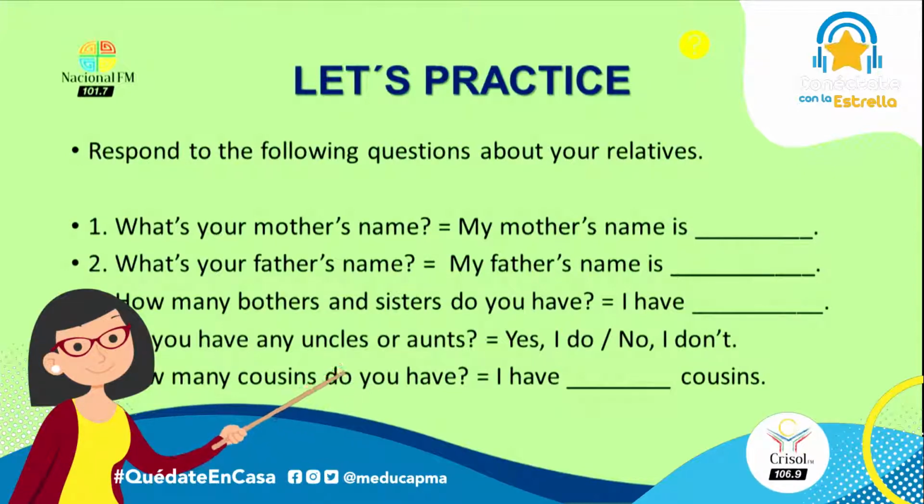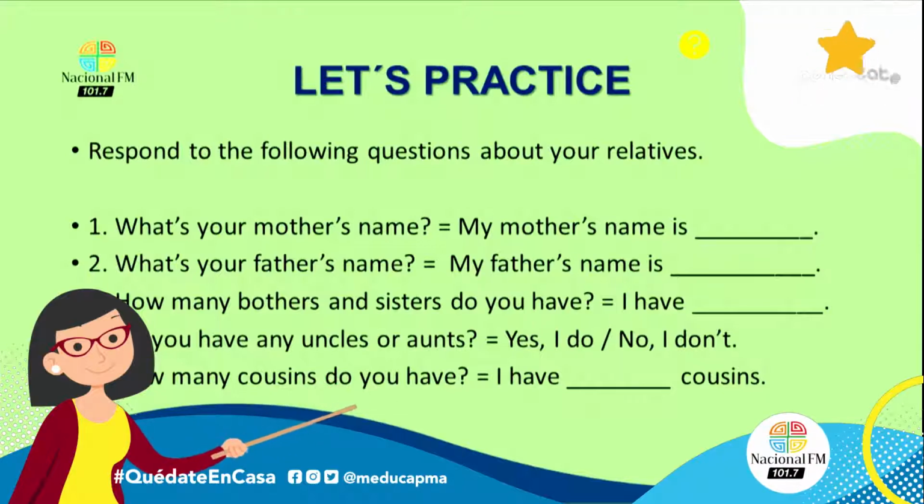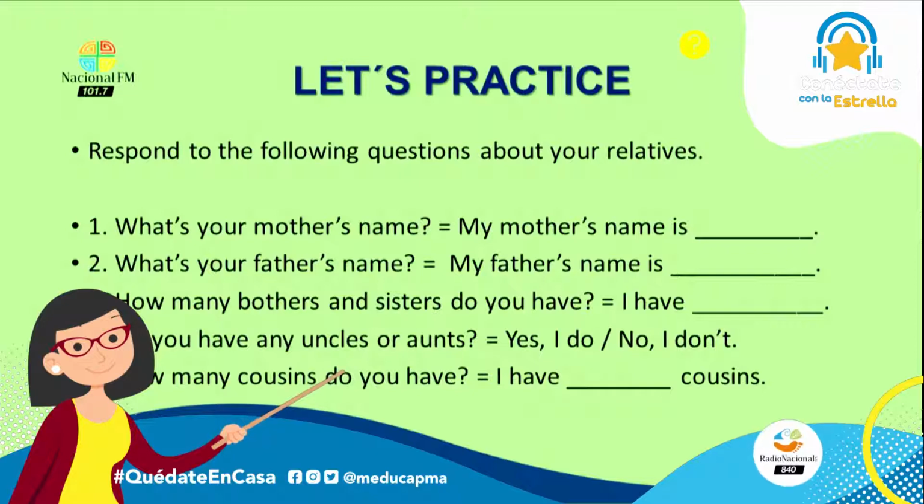Number 4. Do you have any uncles or aunts? Remember, uncles, aunts, tíos, tías. Yes, I do, or no, I don't. Sí tengo o no tengo. How many cousins do you have? ¿Cuántos primos tienes? For example, I have 5 cousins. It involves both boys or girls, or boys and girls.